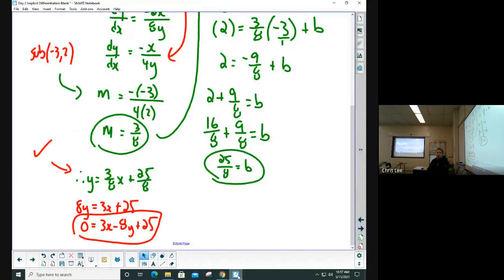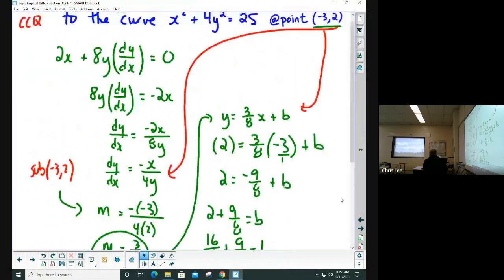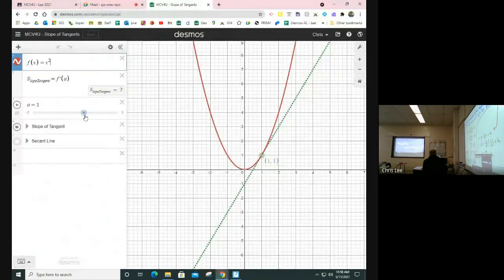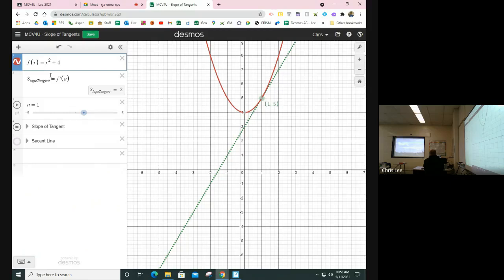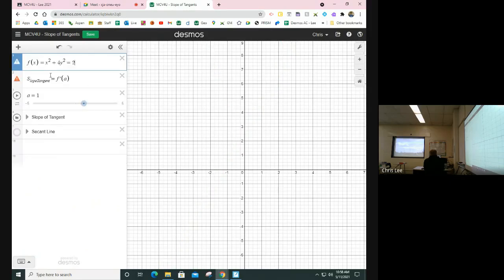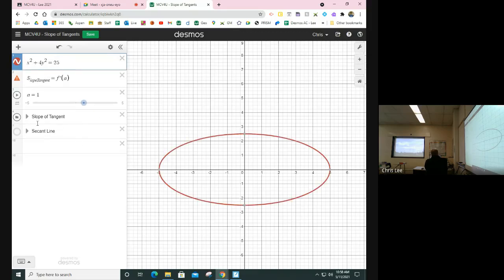All right, let's just check this out on Desmos. Desmos will just tell us the slope. It won't tell us the equation, but we're hoping to get 3/8 for our slope. So let's go and check it out. What was our question? x squared plus 4y squared equals 25. Oh, this isn't going to work. Yeah, so in order to make this work, I've got to rearrange because Desmos doesn't do it implicitly either.